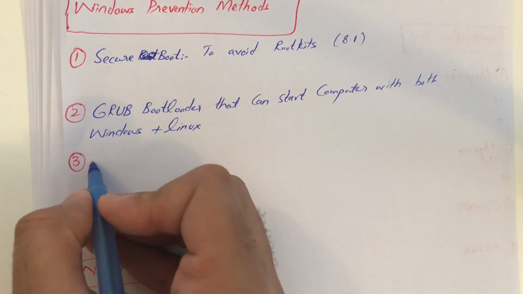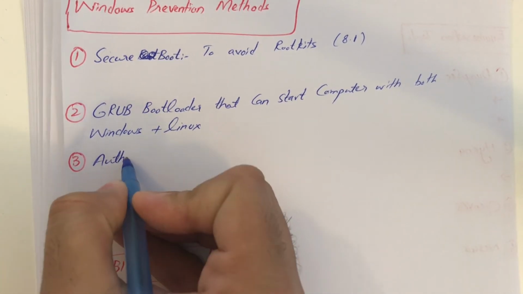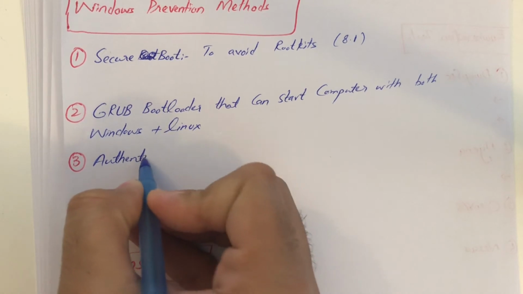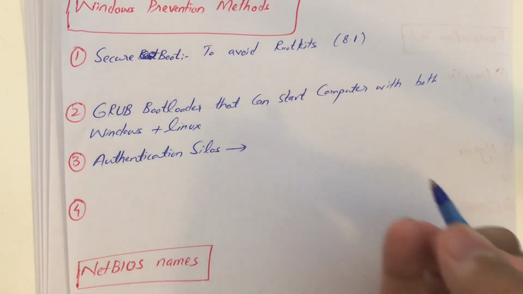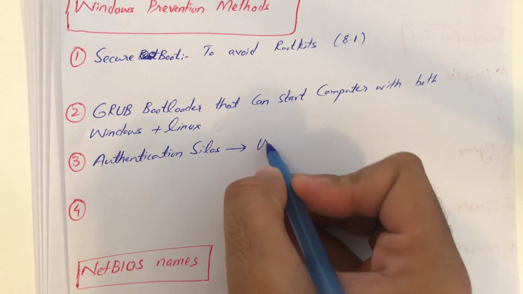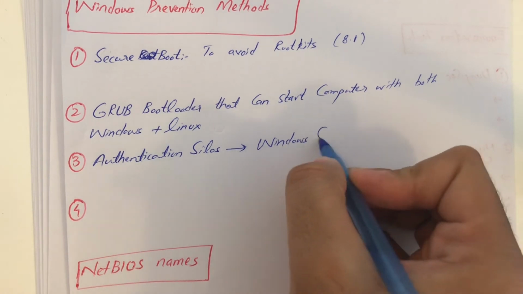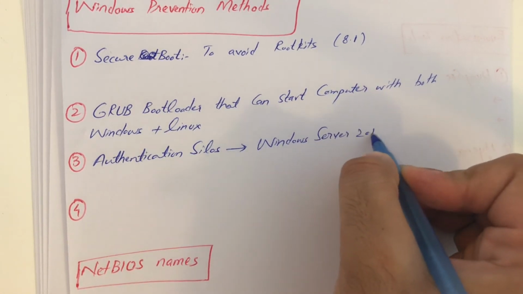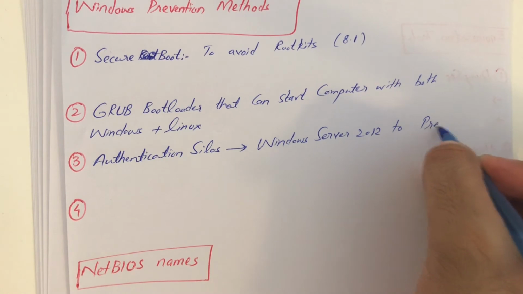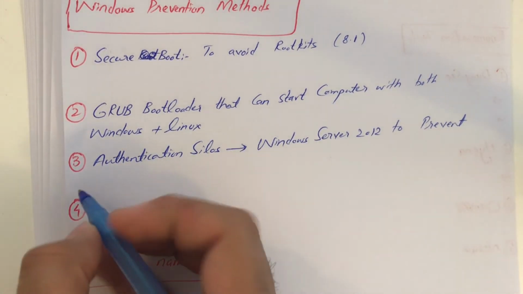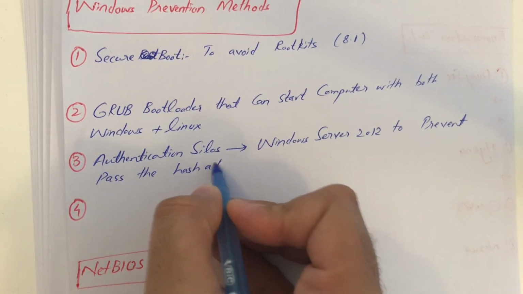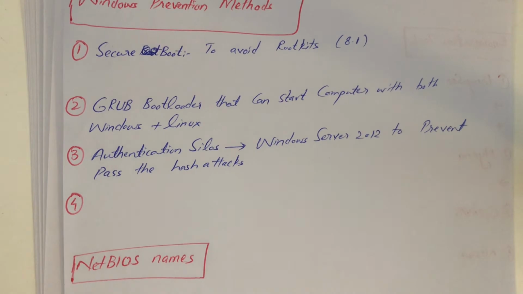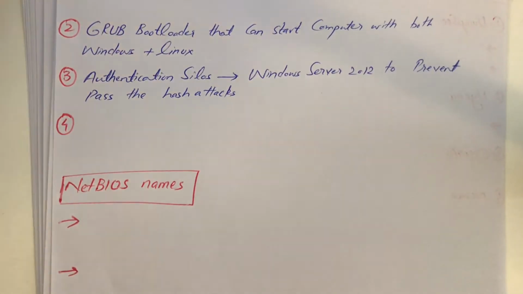Then there is another thing which is basically called authentication silos. What exactly they did, and it was introduced on Windows Server 2012, is to prevent pass the hash attacks. So of course, automatically it stops the password cracking attacks. Enumeration can be blocked, in fact.